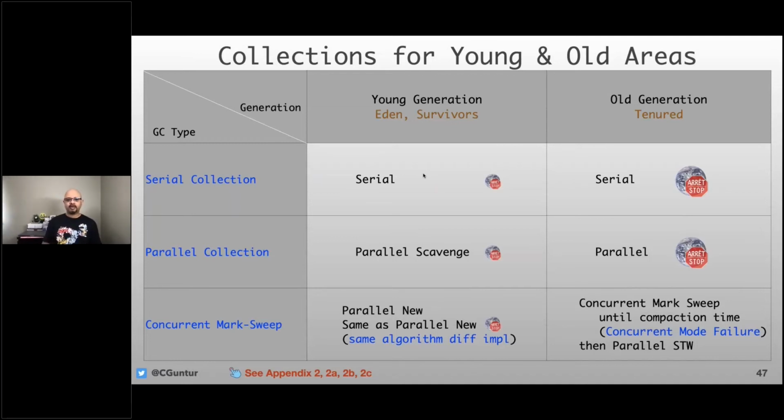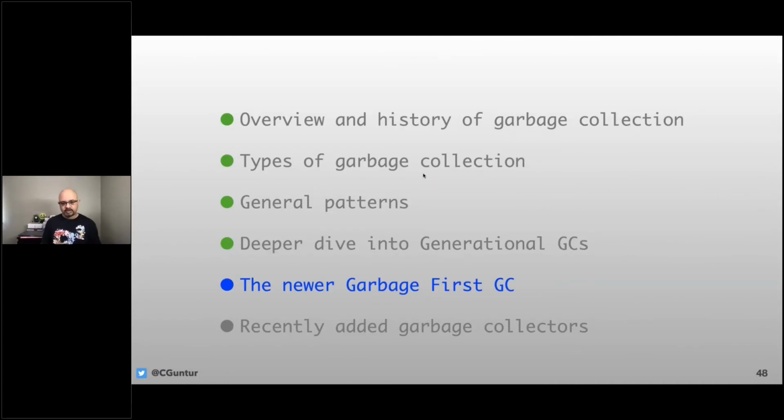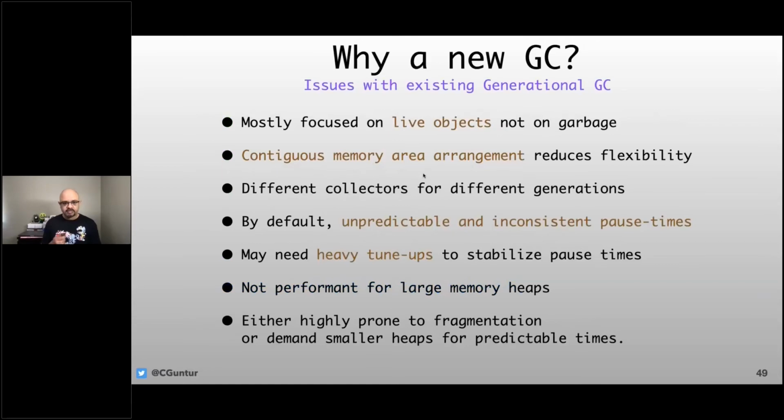Okay. The next thing we'll talk about is the newer garbage collections, right? What started with Java 8. So the first, why do we need a new garbage collector at all? The old garbage collectors focused on live objects and not on garbage. And this is a problem because a lot of live objects exist and a lot of time is spent evaluating if the object is live or dead. Contiguous memory area management requires a lot of flexibility, and that's not easy. It comes at a cost, and we'll take a look at that.